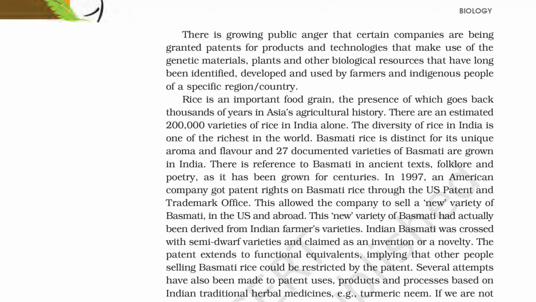In 1997, an American company got patent rights on basmati rice through the US Patent and Trademark Office. This allowed the company to sell a new variety of basmati in the US and abroad. This new variety of basmati had actually been derived from Indian farmers' varieties. Indian basmati was crossed with semi-dwarf varieties and claimed as an invention or a novelty. The patent extends to functional equivalence, implying that other people selling basmati rice could be restricted by the patent.